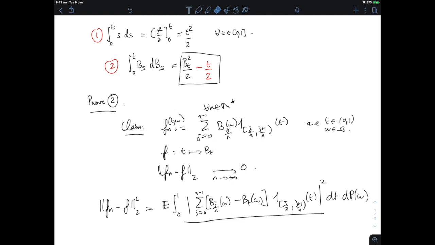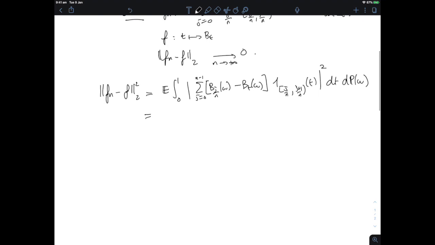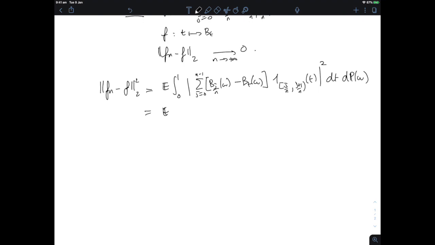you're not going to get any cross term once you integrate, because the integral of a product of two such things is 0 unless j is equal to k, right? If you expand that to the sum over j and the sum over k. So what you get is that this is equal to the expectation. You can put all the sums outside now because of this orthogonality of the indicator functions, and you get an expectation, an integral, of b_{j/n} of omega.